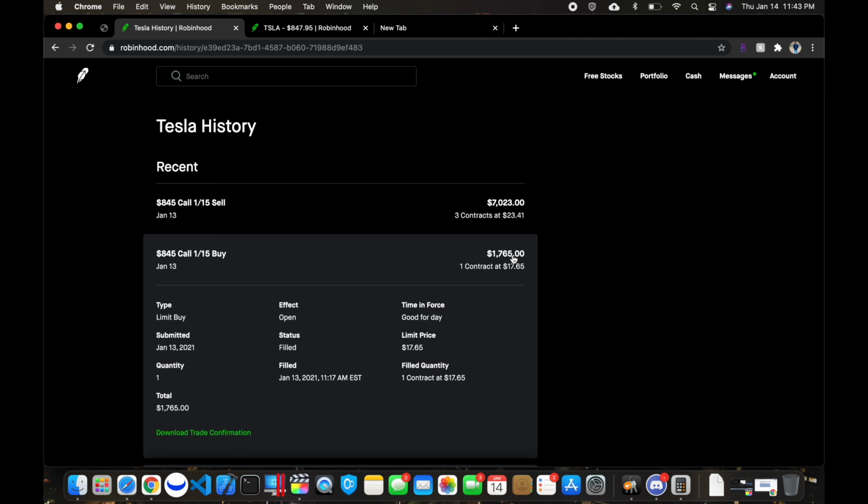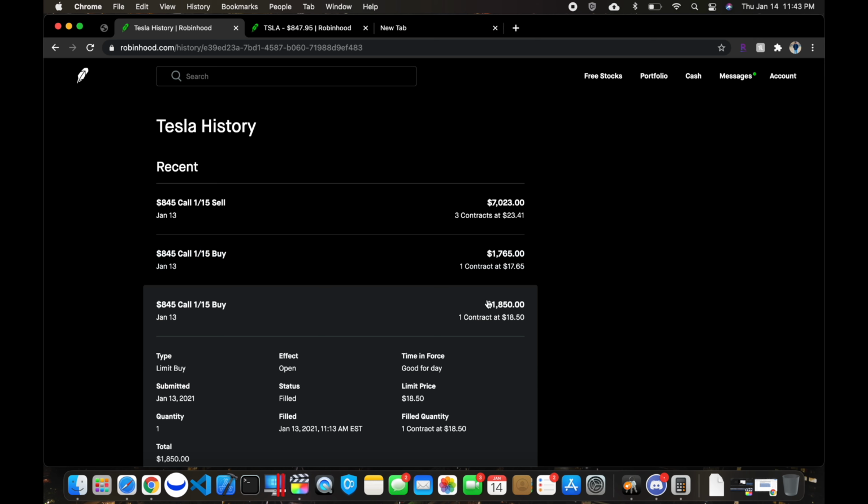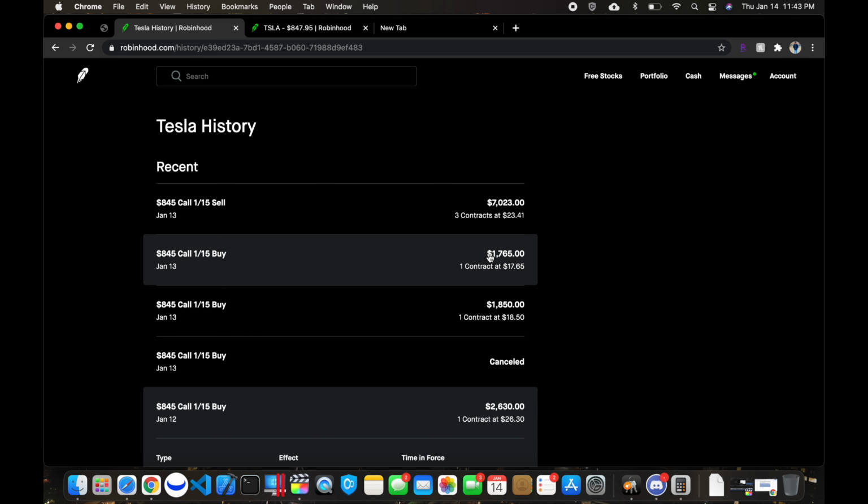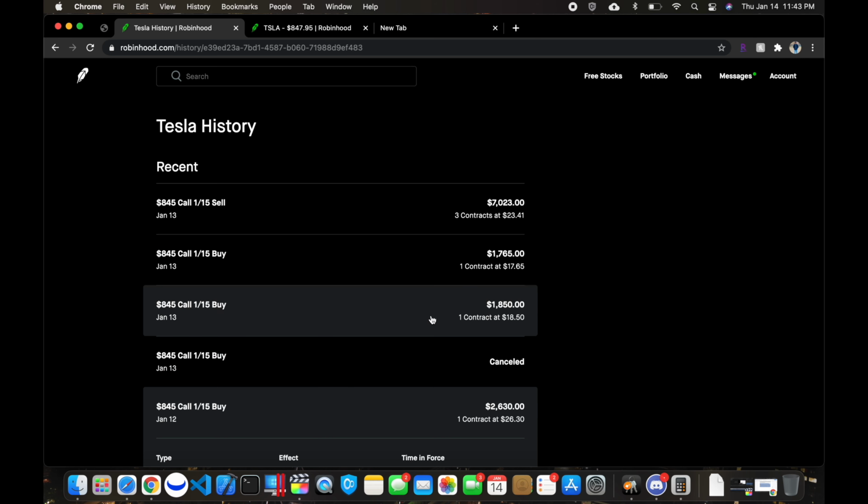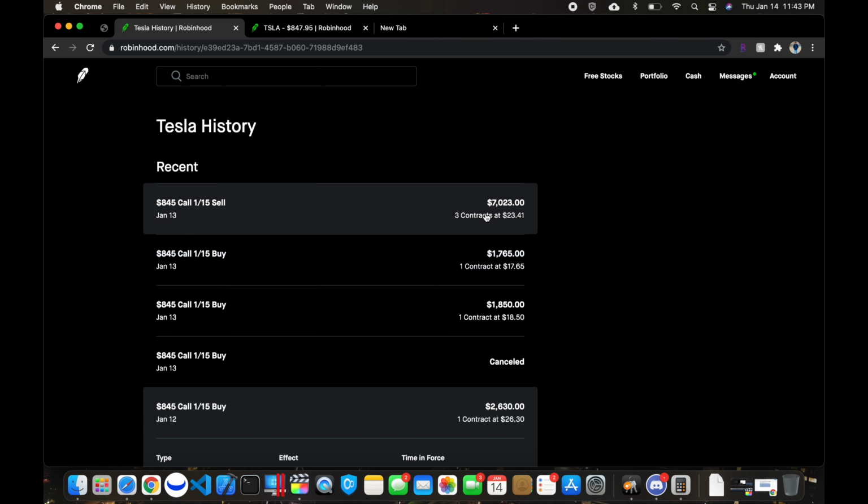So that was kind of frustrating to me. So to answer your question about my Tesla call, I did do a day trade on Tesla because I put in 3 contracts in order for me to get out. So this is the contracts that I ended with.